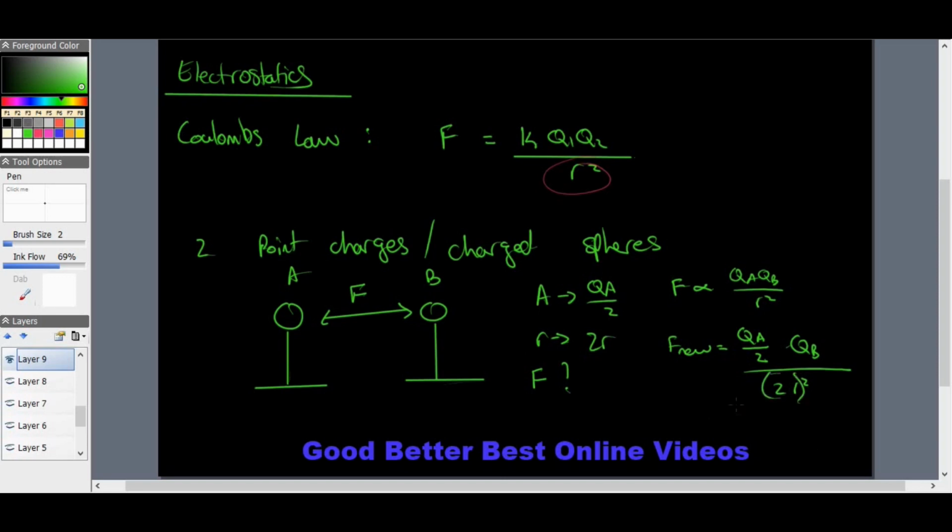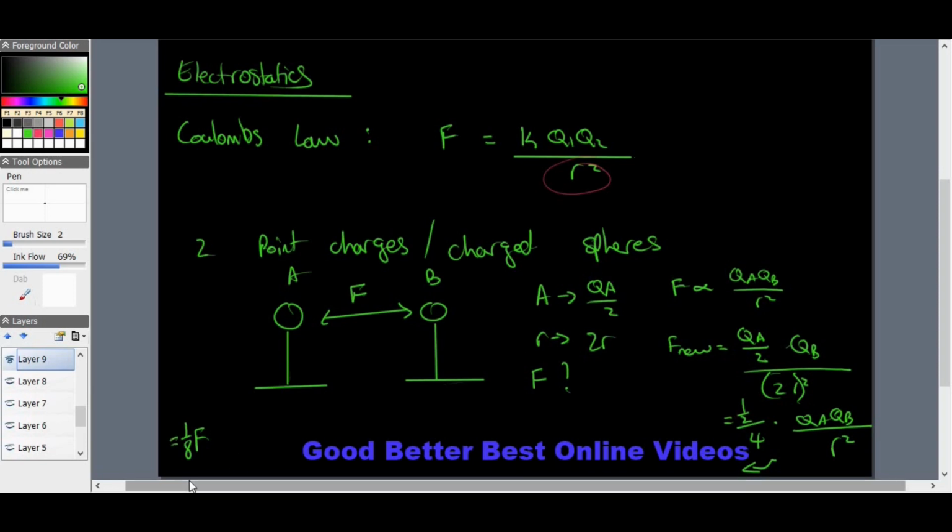Which is going to equal, of course, QA over 2, which is the same as a half, over 4 times QA QB all over r squared. I separated the fractions over each other. If I do that, a half divided by 4 is going to give me an eighth. So the new force is going to be 1 over 8 F.